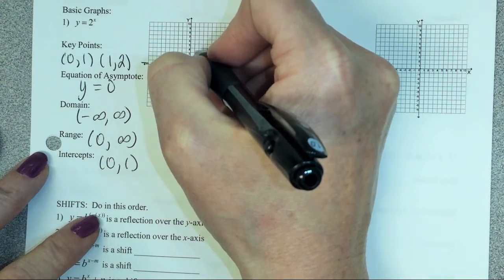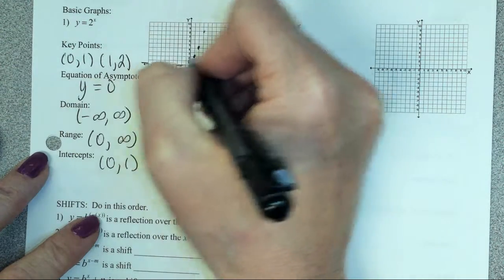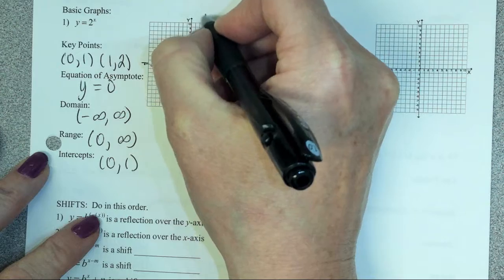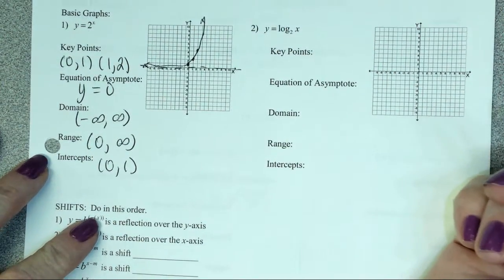If I plugged in 2 for x, I would get 4. If I plugged in 3, I'd get 8. See how quickly it increases? But it's never going to get lower than 0. Okay?